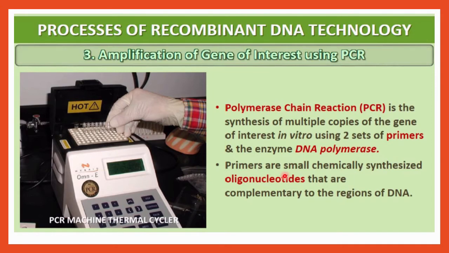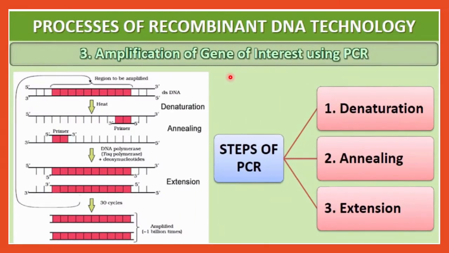So what are primers? Primers are small, chemically synthesized oligonucleotides, small fragments that are complementary to the origin or a region of a DNA. Near the origin of replication, where DNA replication may occur, the complementary DNA sequences are called oligonucleotides. The PCR technique requires three steps: the first step is denaturation of the DNA segment, then annealing, and the third one is extension.